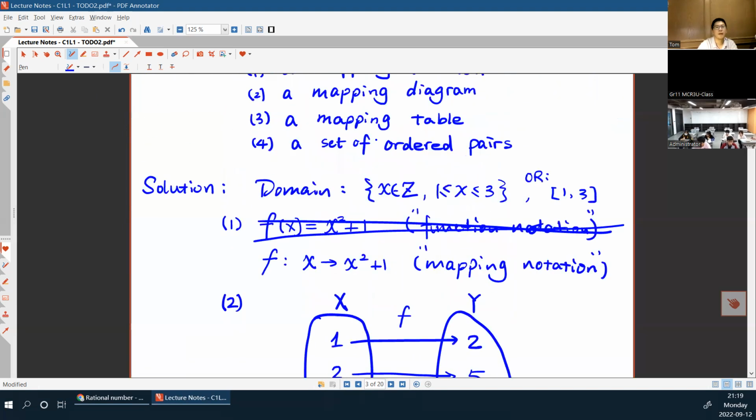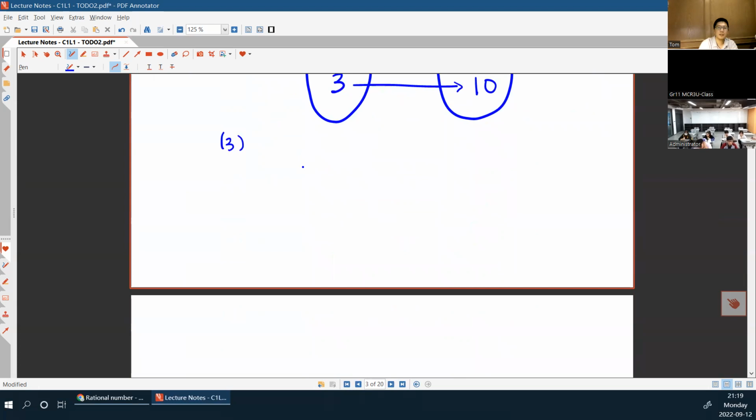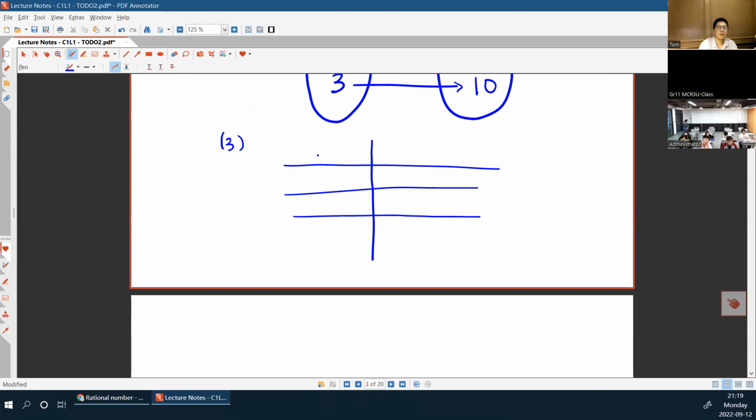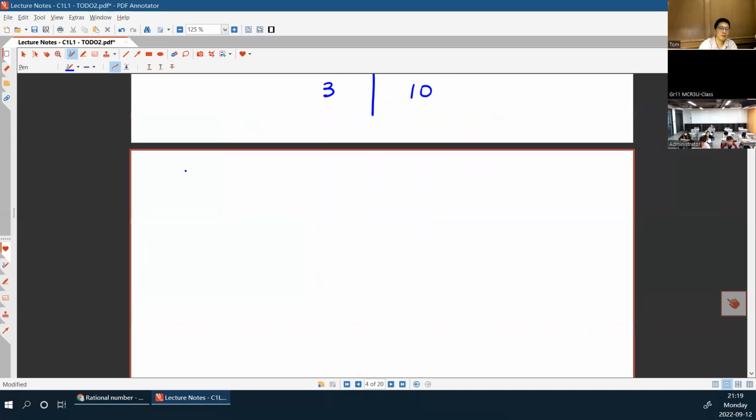Third one is a mapping table, right? If you express that using a mapping table, you can use two columns. First column is set x, second column is set y, right? In set x, we have 1, 2, 3, three elements, and each of them is mapped to another element in set y. 1 mapped to 2, 2 mapped to 5, and 3 mapped to 10. So this also expresses the function, but in a mapping table, right?